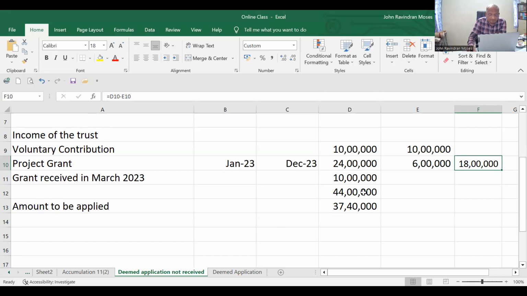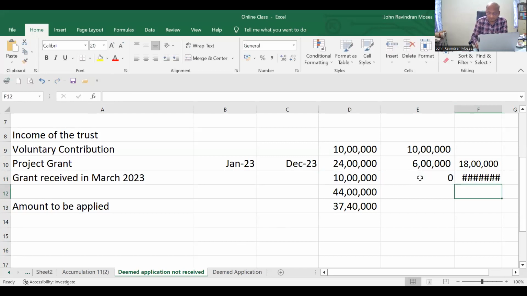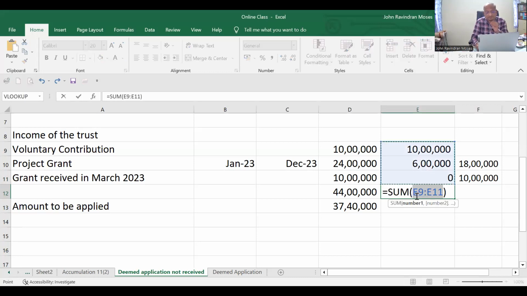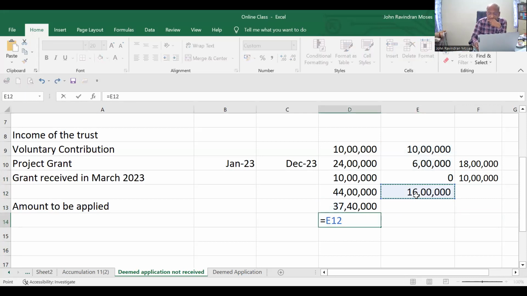Similarly, this 10 lakhs also, I will not be able to spend any money here because my donor has given it for 23-24. I'll be able to spend even this 10 lakhs only in the next year. So how much will I realistically be able to apply in the current year? I can only apply 16 lakhs, whereas how much am I expected to apply? 37 lakhs 40,000. So there is a shortfall here.